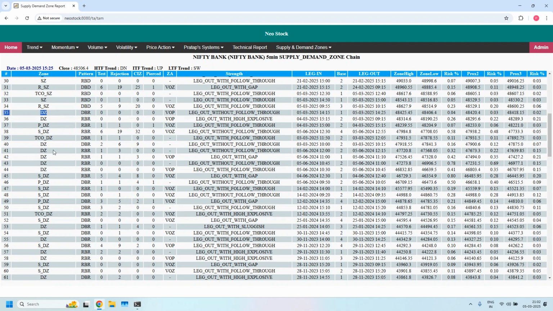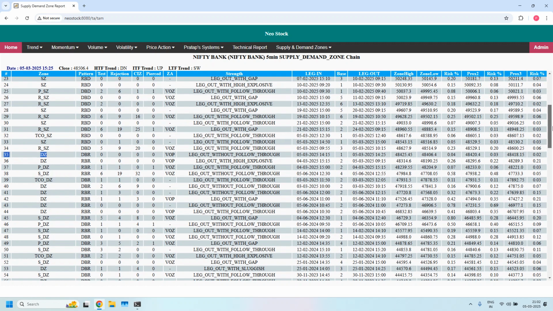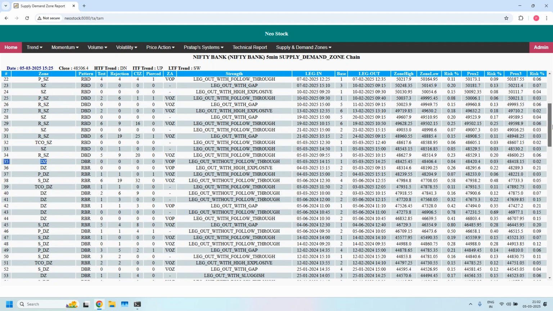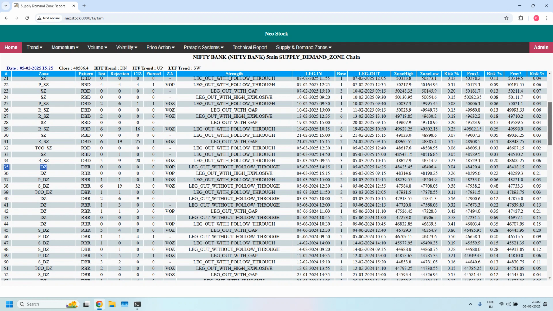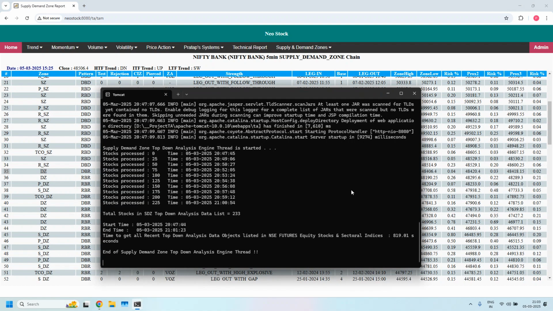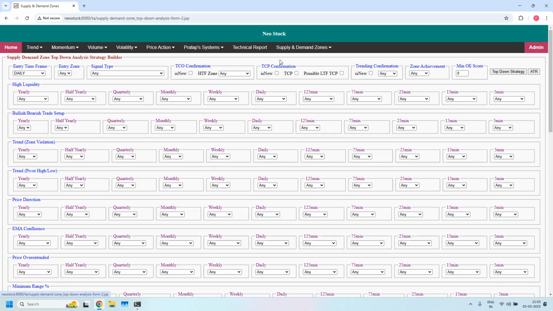Fifth, 35. Let me put it in the center. Okay, so 35 is the nearest demand zone to the current closing price. So this is about the Bank Nifty supply demand zone chain. So we have completed both Nifty and Bank Nifty. Before generation of these high liquidity zones, let me check, because the process is completed, good. Now data is ready.